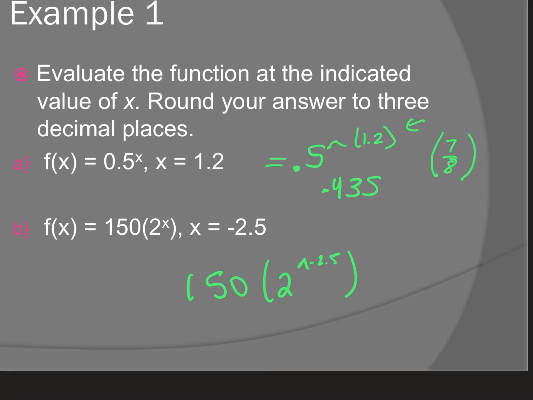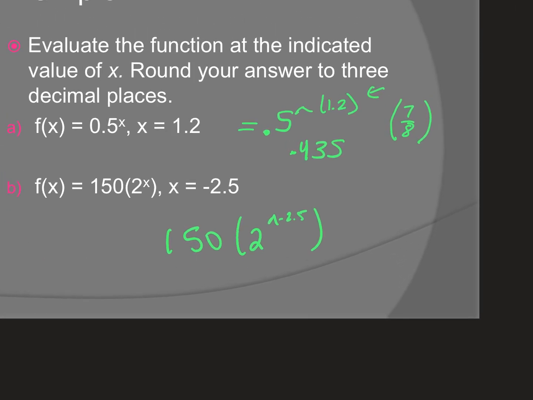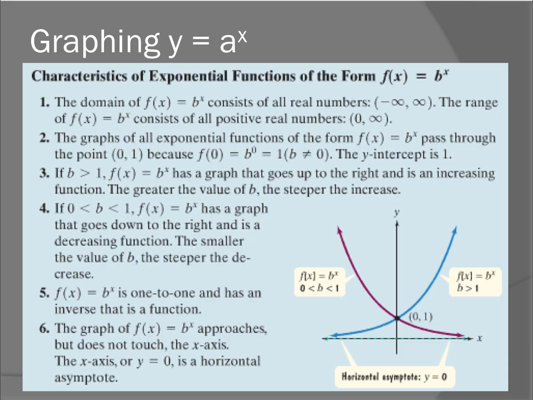So what do you get when you evaluate this? 150 times 2 to the negative 2.5. What'd you get? 26.5. What did we get? 26.5. We agree? Okay, so 26.5 whatever, and then round to whatever they tell you to, okay?